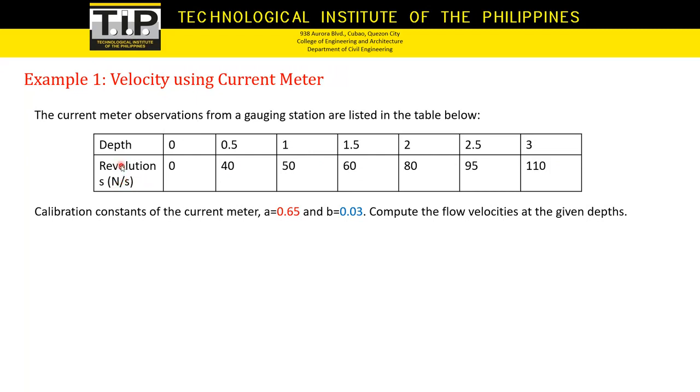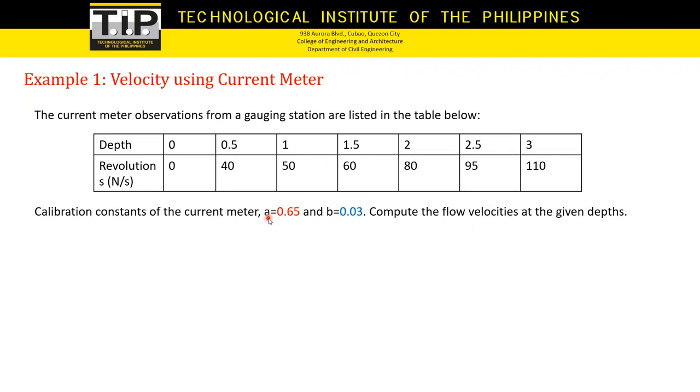N here stands for the number of revolutions. So N over S is the number of revolutions per second. It was found out that at a depth of 0.5, there are 40 revolutions per second, and as the depth increases, our stream flow gets faster. Then there are calibration constants given for the current meters: A is 0.65 and B is 0.03, used to compute the flow velocity at the given depth.